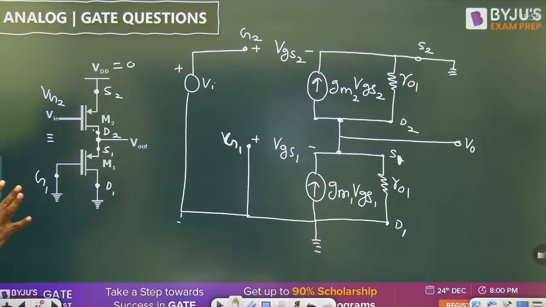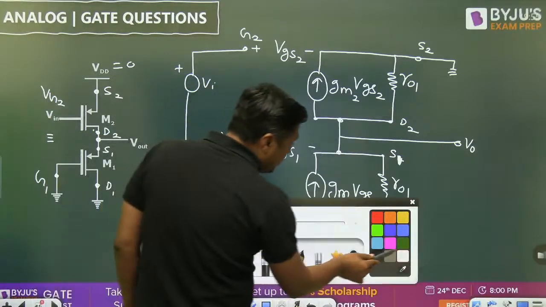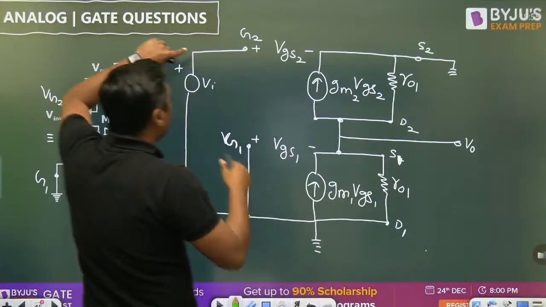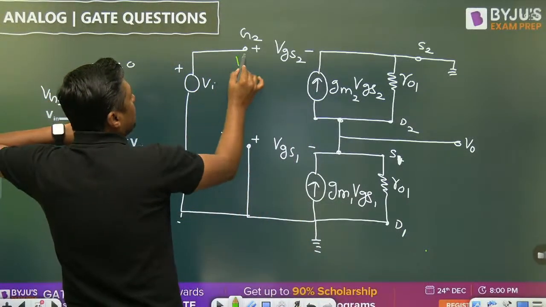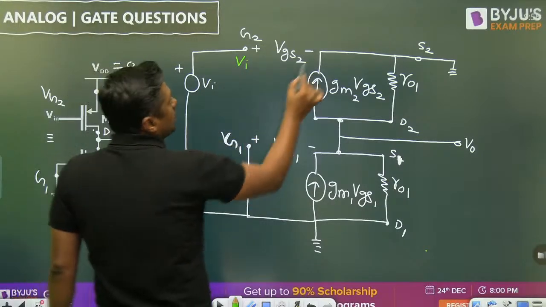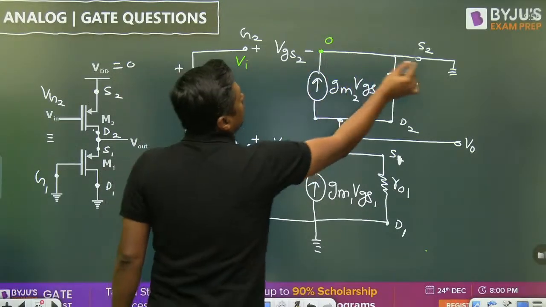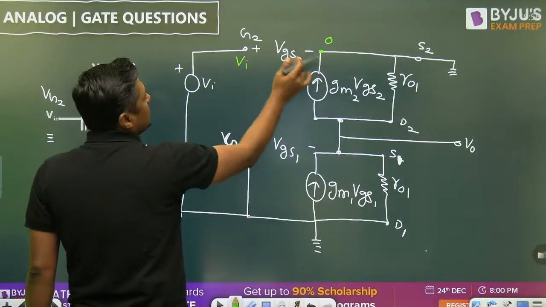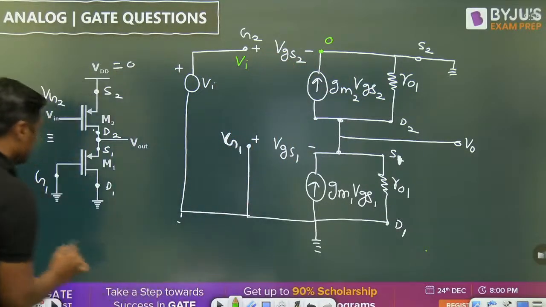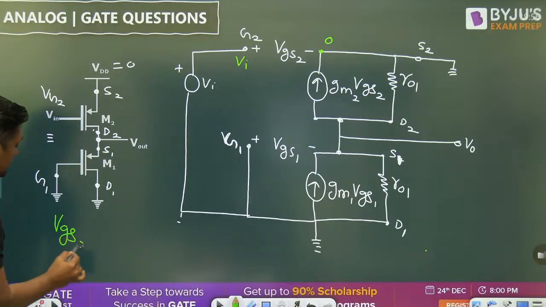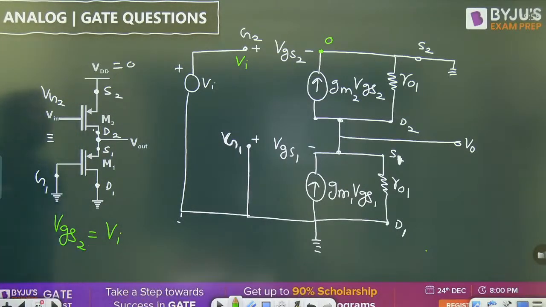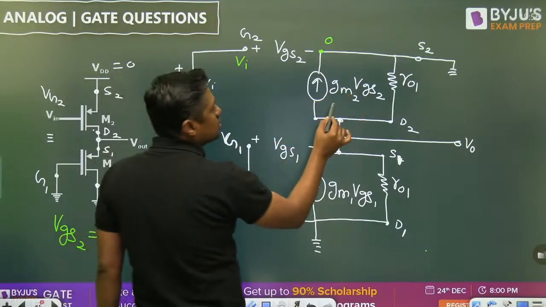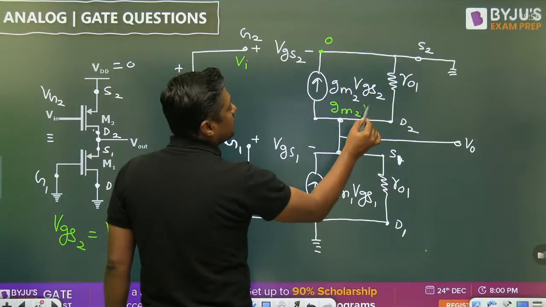Once it is done, then you have to write KCL, and first of all, you have to find out the value of the VGS. Now, what is the voltage of this point with respect to ground? Vi. What is the voltage at this point with respect to ground? Because it is connected to 0, that is 0. So, what is the VGS2? Vi minus 0. So, VGS2 will become Vi. And that's why gm2 VGS2 will become gm2 into Vi.